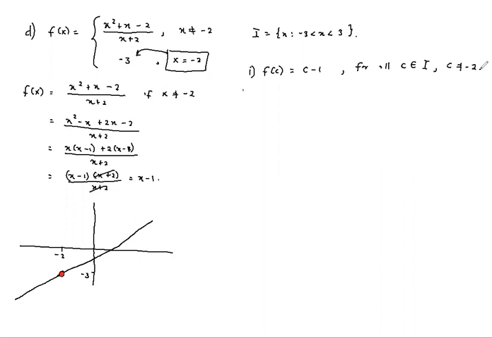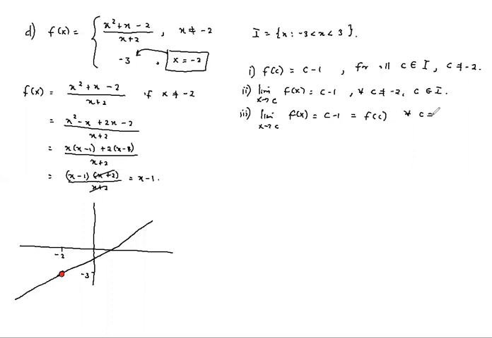Okay. Then two, the limit as x goes to c of our function f of x is equal to c minus 1. Okay, again, for c not negative 2. But for c, third, this same limit as x goes to c of f of x, now it's c minus 1, which is the same as our f of c. So we are doing this for c in I, and we're excluding negative 2. Okay?